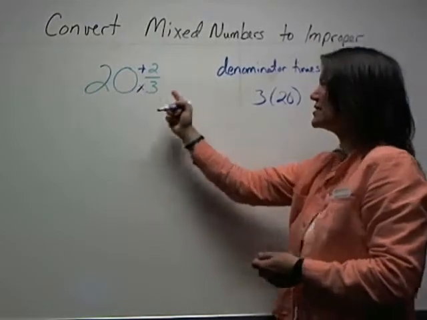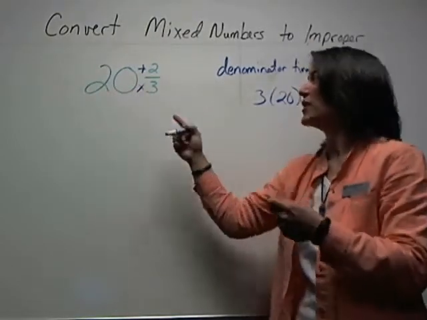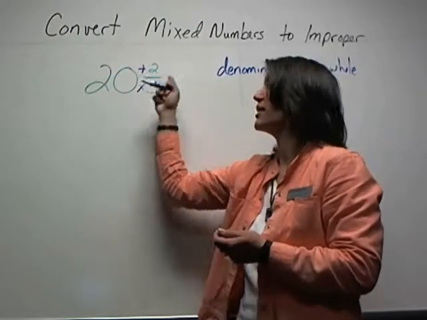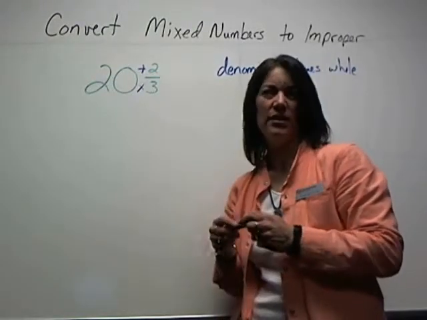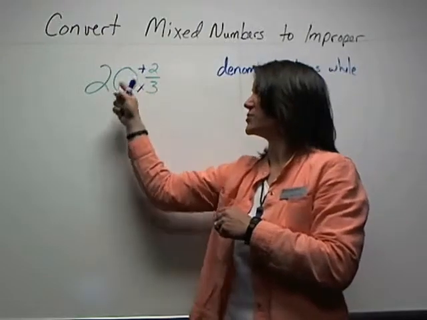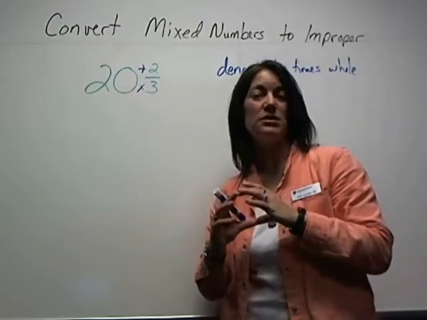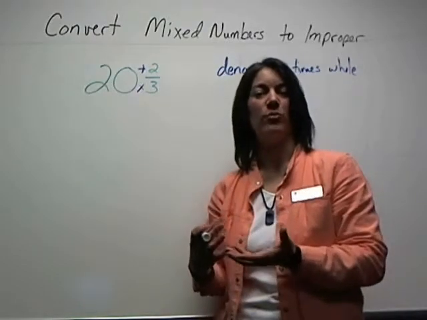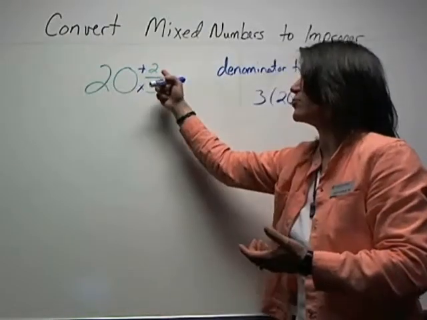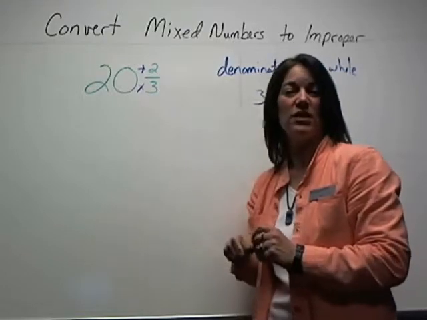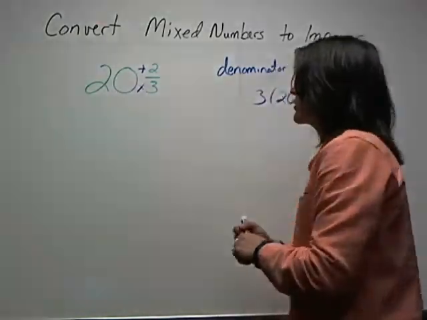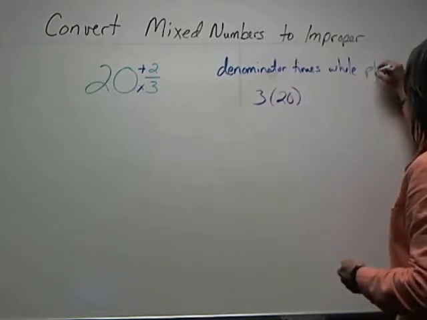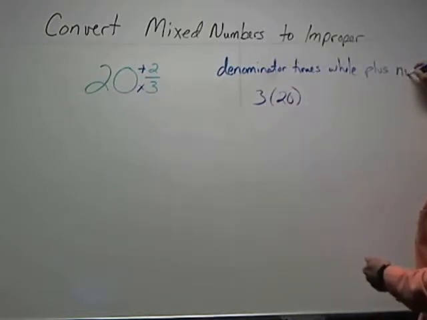Now, why do we take the denominator times the whole number? Well, we're trying to find out the total number of thirds we have. We know we have 20 whole pies and 2/3 of another pie. If all 20 of those pies were cut into thirds, how many pieces would we have? You get 20 times 3, or 60 pieces for those whole pies. And now we have to add, because we also have a couple more pieces over here. So that's when we add the numerator. So we have the denominator times the whole plus the numerator.